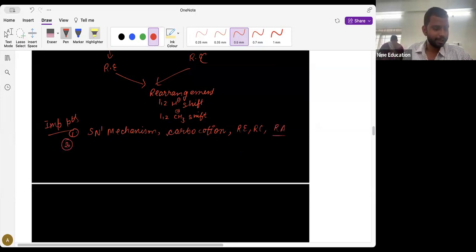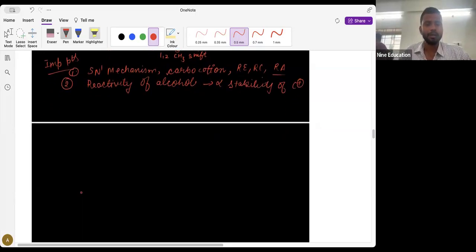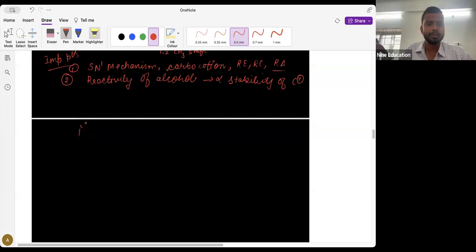Second important point is the reactivity of alcohols in this reaction. Which alcohol will be more reactive and which will be less reactive, we will see. Reactivity of alcohol is directly proportional to the stability of the carbocation. The more stable the carbocation, the more reactive the alcohol. So let's say I take three alcohols: this is the first alcohol, this is the second alcohol, and this is the third alcohol.